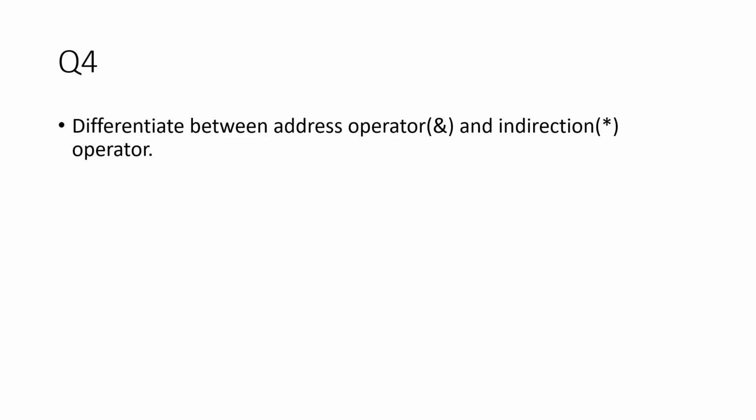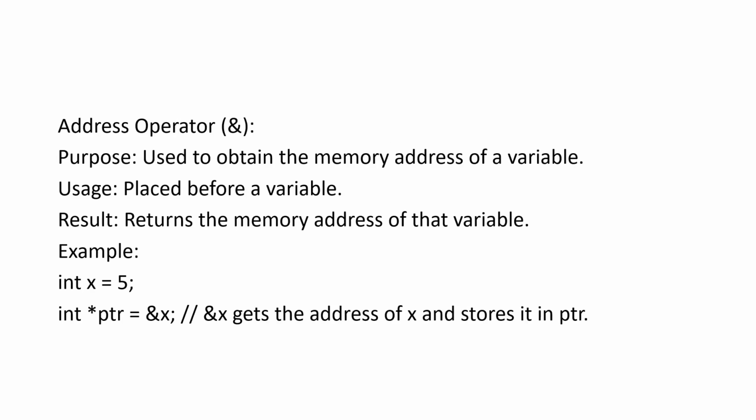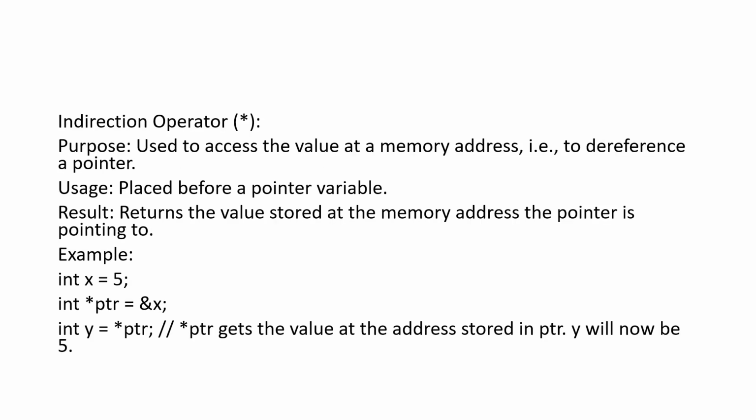Differentiate between address operator and indirection operator. Address operator. It is used to obtain the memory address of a variable, and it is placed before a variable and returns the memory address of that variable. For example, here x = 5. int *ptr = &x. &x gets the address of x and stores it in the variable ptr.